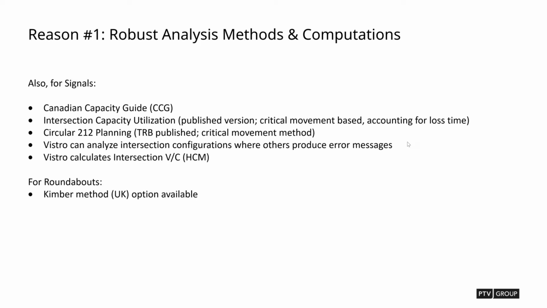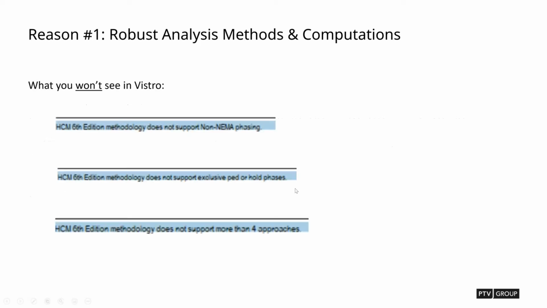Roundabouts, in addition to the HCM methods, we also have a UK method for Kimber, which is based on more empirical and geometric data. And so you might find that useful if you want to branch out from HCM for roundabout analysis. So what you won't see in Vistro are these types of error messages about not being able to analyze certain phasing or certain hold phases or more than 4 approaches. You can analyze it all in PTV Vistro.